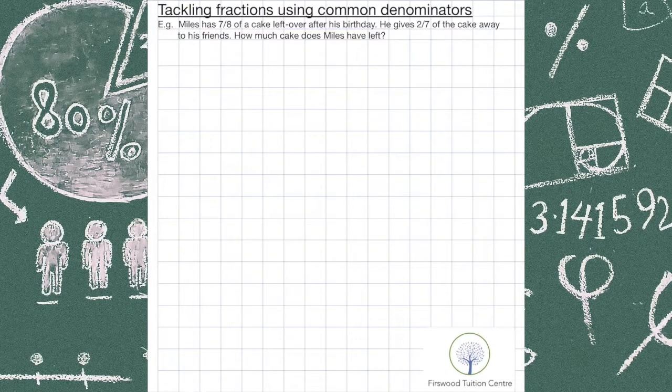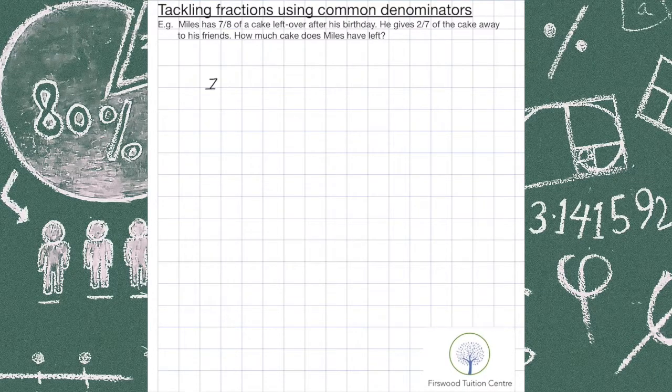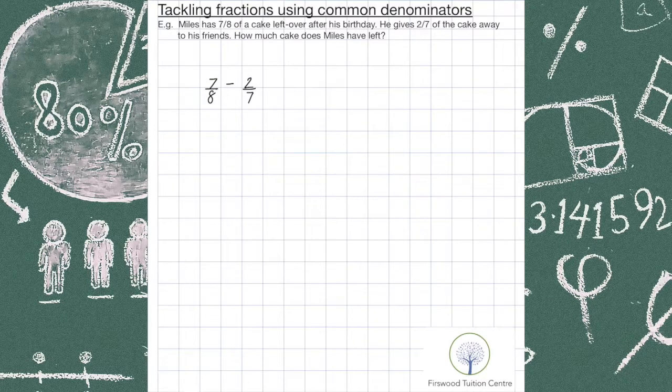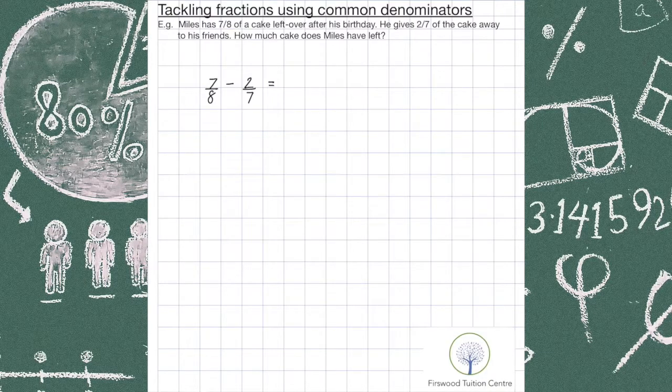In this worded example, please take time to pause the video and read the question in full to make sure that you have a good understanding of what the question is asking. Now, in this question, we're being asked to take 2/7 away from 7/8, as we can write below. So now, in order to answer this question, we must think to ourselves, what is the common denominator in both 7 and 8? So their lowest common multiple is 56.